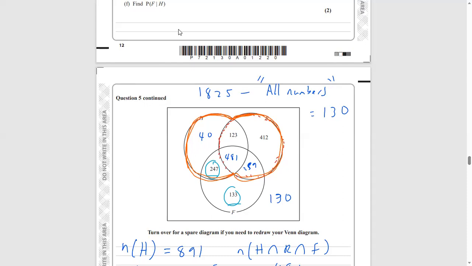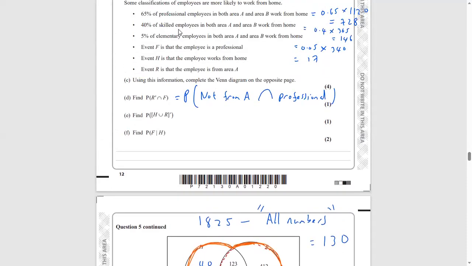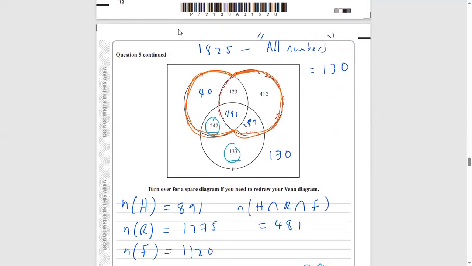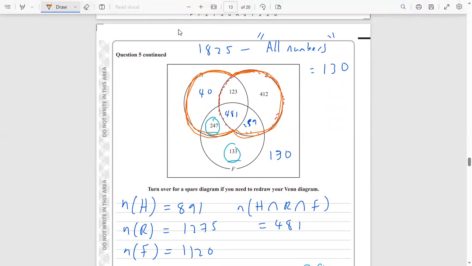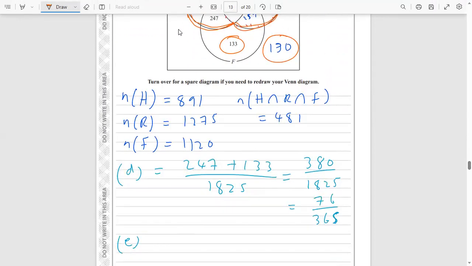We want to pick someone who is not within that region. So we want to pick the complement of this union, everyone who's not in that region. If I rub out the blue circles, just to be very clear, we want to pick the people in the compartments outside of this orange region. So these group of people and these group of people. So this probability is going to be 133 plus 130 out of our total, which again was 1,825.